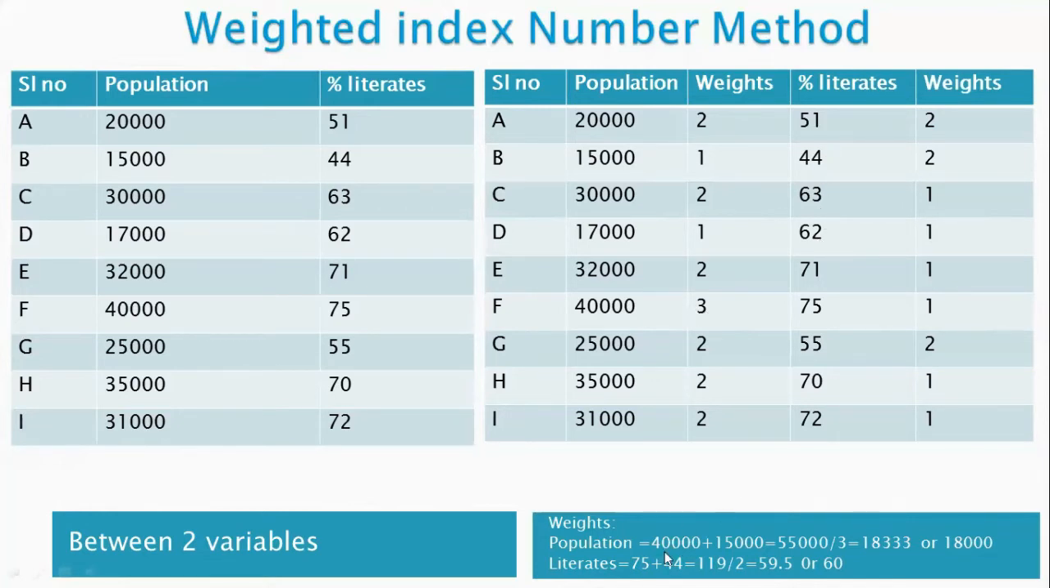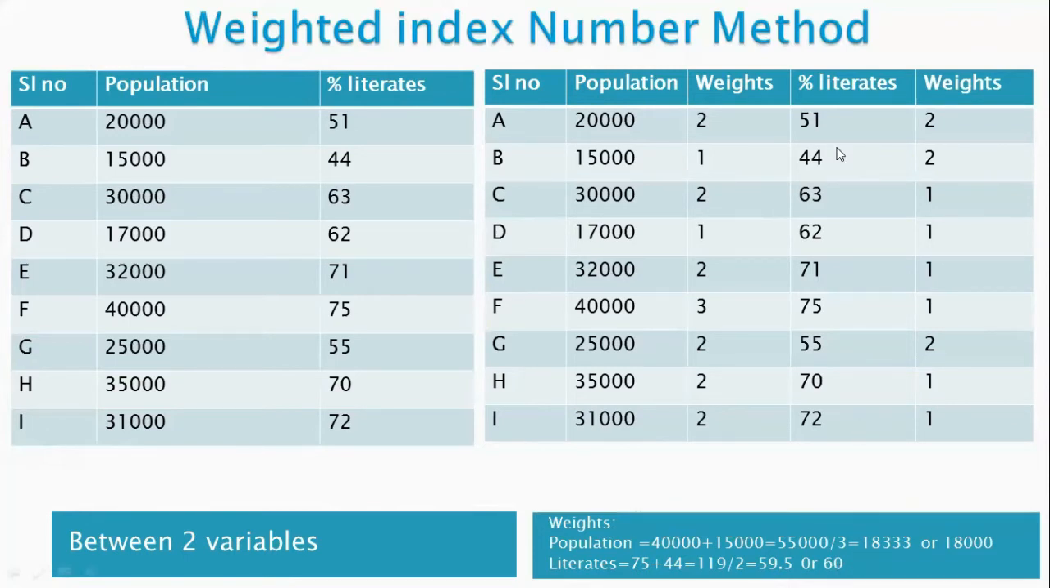Here also, highest value plus lowest value is 119. But because the value is too small, I decide that I will divide it by 2. I could also divide it by 3. It depends upon the researcher. But because the value is not much more, I will divide it by 2. Divided by 2 gives me 59.5. Again, I take a whole number, that is 60.